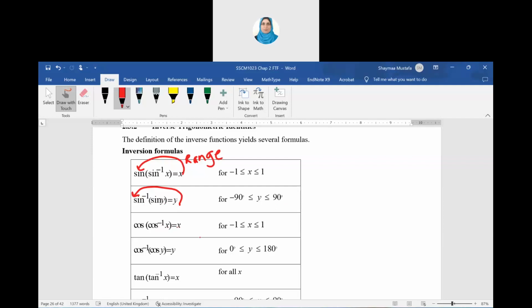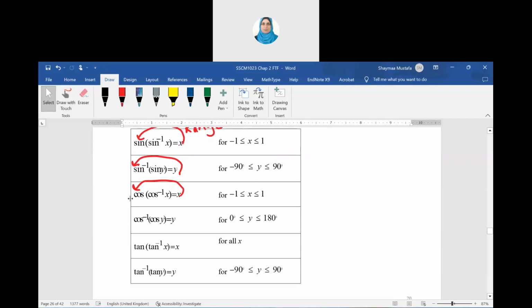Is it always true? No. You need to be sure that x is within the range of cosine. X should be from -1 to 1, and if x is not within this range, this relation is not correct. So this is why it is important to know the range and domain for each function, to be careful when you solve the questions. Cos inverse cos y, is it always equal to y?